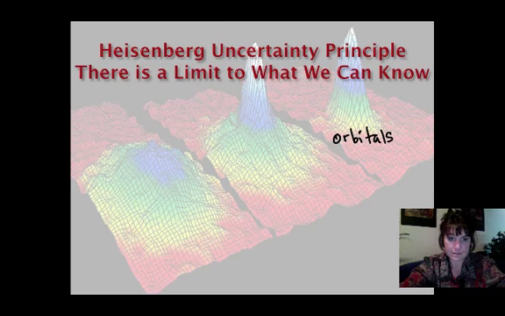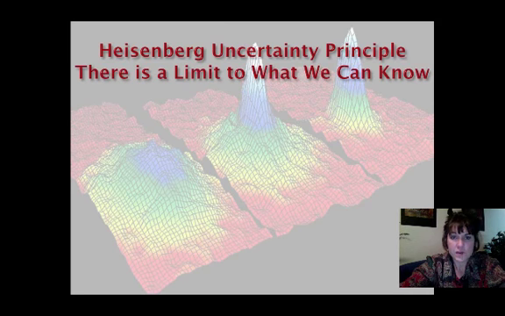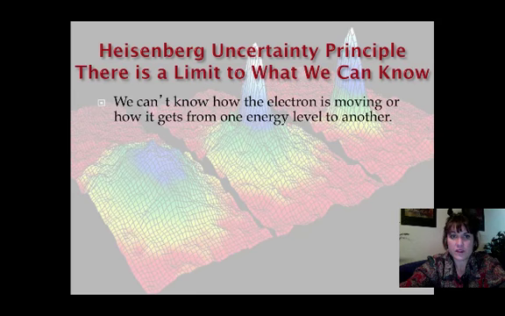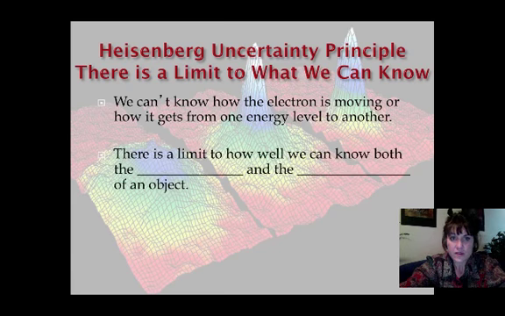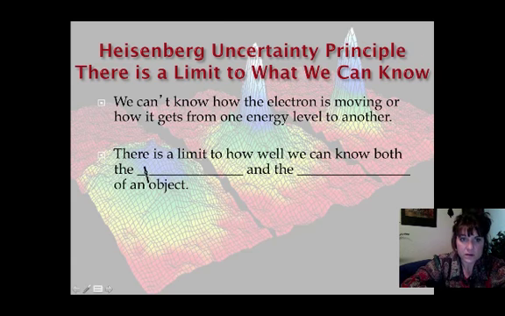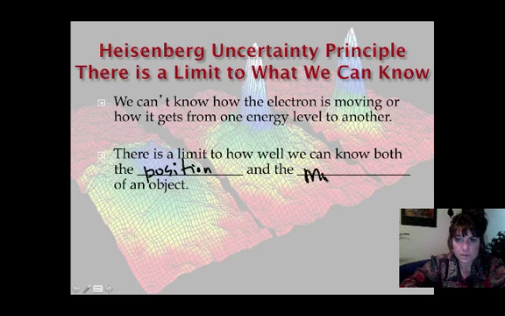Heisenberg, though, said in his uncertainty principle that there is a limit to what we can truly know about the electron. We can't know how the electron is moving or how it gets from one energy level to another. There's a limit of how well we can know the position of the electron and the momentum of the object.